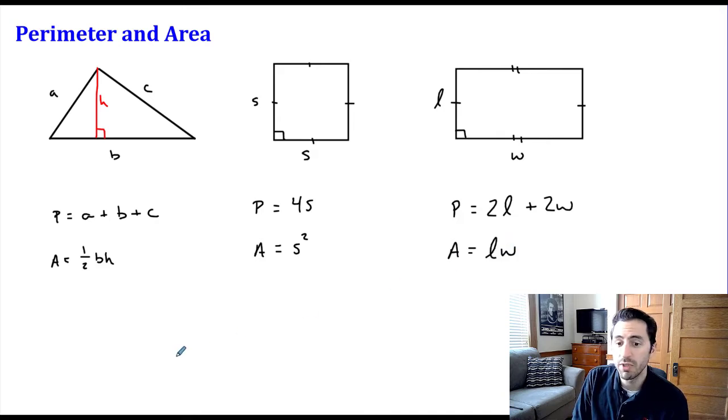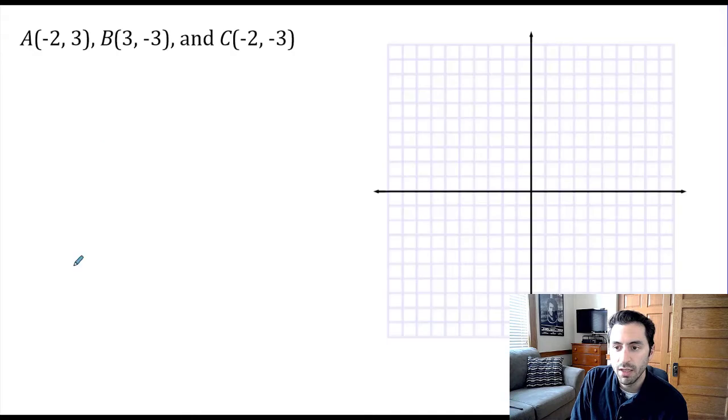Now that we have these formulas established, we can use them in the coordinate plane. So let's take a look at that. So I'm given 3 points here. I want to graph these, and then I want to find the area and the perimeter of this triangle. So let's start by graphing this. So the first point, -2, 3. My x value is -2. My y value is 3.